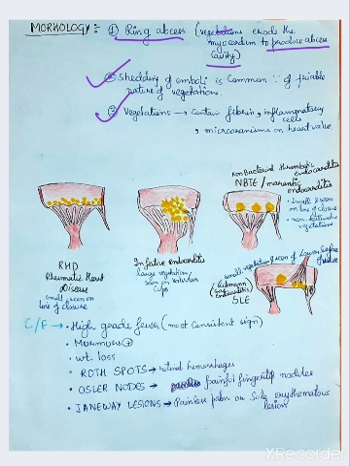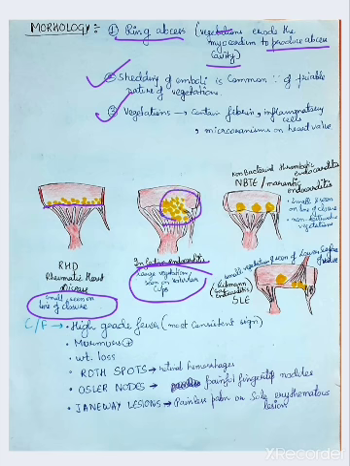Now, in this diagram we can see rheumatic heart disease, and the vegetations are very small and seen on the line of closure. We can see this is the line of closure. Now in infective endocarditis, the vegetations are large and seen on the valvular cusps.